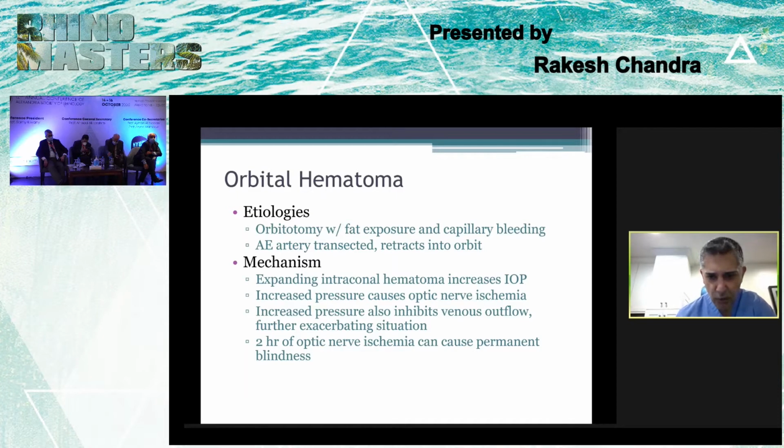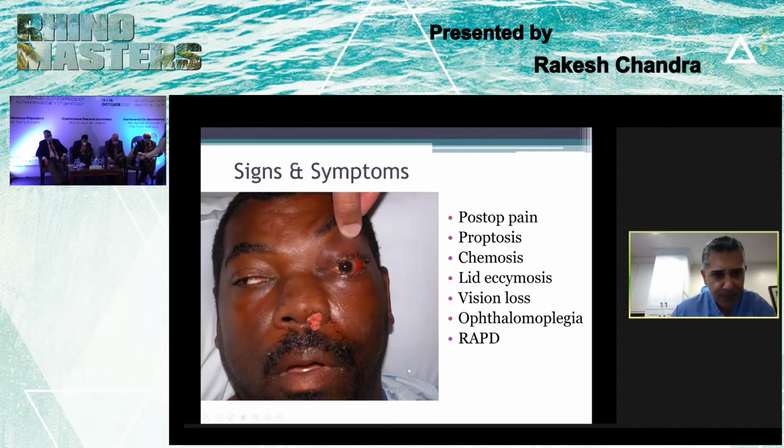The expanding intraconal pressure increases the intraocular pressure. That intraocular pressure causes optic nerve ischemia, but it also is self-propagating because the increased pressure in the closed intraconal space also inhibits venous outflow, and that further exacerbates the situation. It's thought that about 2 hours of acute optic nerve ischemia can cause permanent blindness, so this really is an emergency. This is what a patient with that looks like.